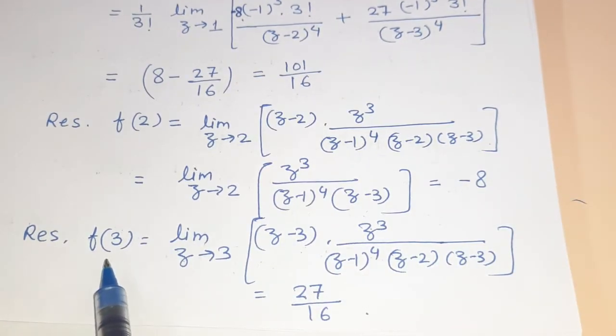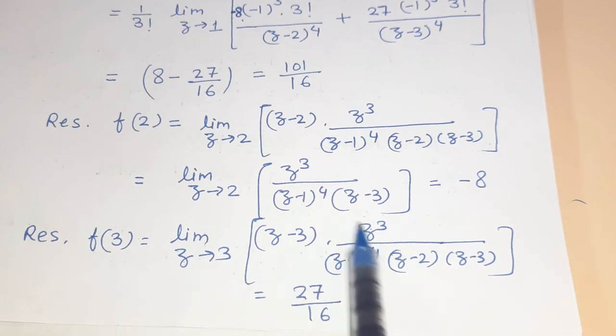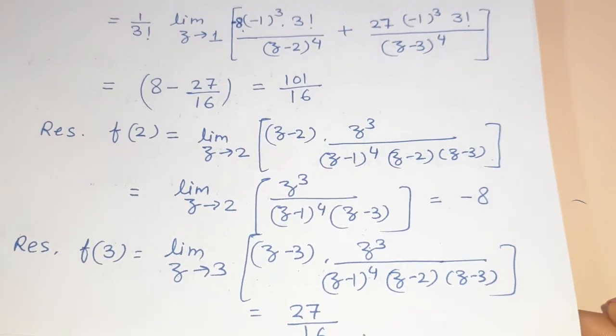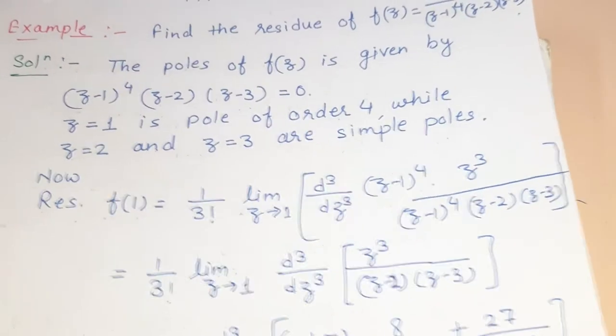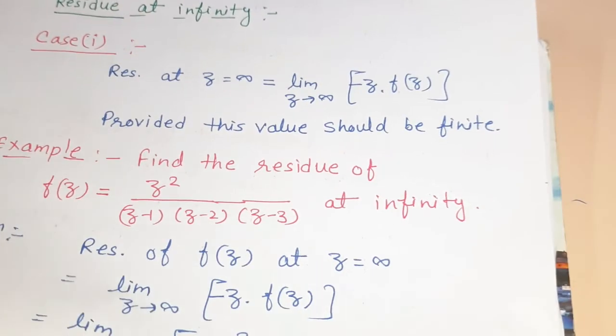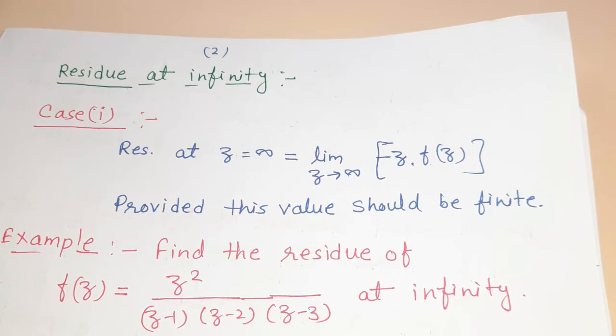Residue of f at z is equal to 3. So limit z tends to 3, (z minus 3) times the function, and we apply the limit z tends to 3 in this function, we will get 27 by 16. Okay, so in this way we calculate the residue at a simple pole and at a higher order pole. Now we will see how to calculate residue at infinity. Here in case of infinity, we have two cases depending upon the function.